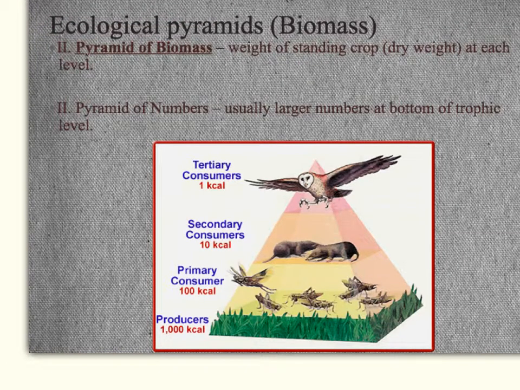Now, we can also have an ecological pyramid using biomass, and again, that's the dry weight of the standing crop at each level. Here I'm going to show you another pyramid, a food pyramid, so we can see how we go down about 10%. So only 10%, I should say, is transferred to each level. We start with our grass to grasshoppers, to these little secondary consumers, looks like a muskrat or something, and then those are going to be eaten by the hawk or the owl. It's an owl up here.